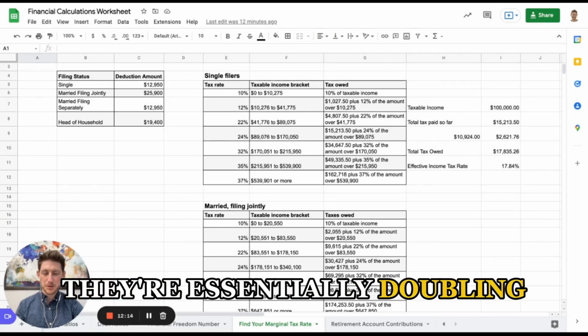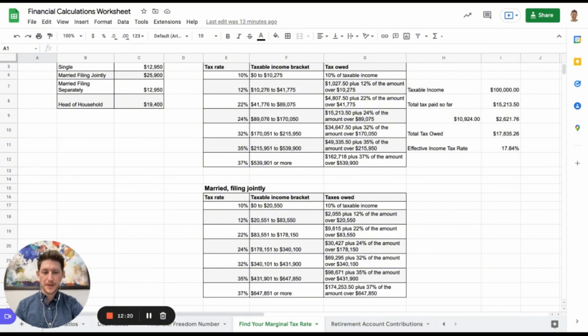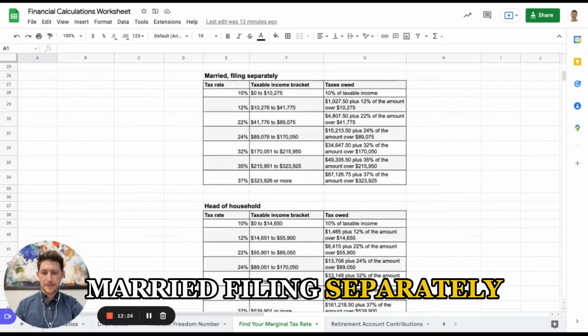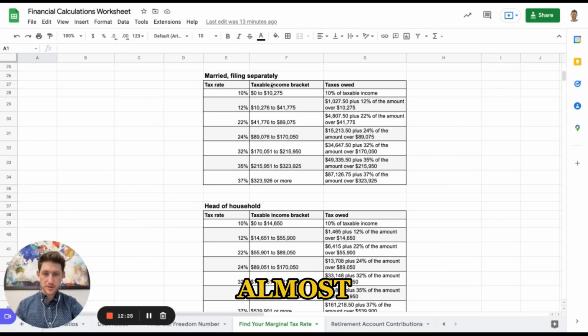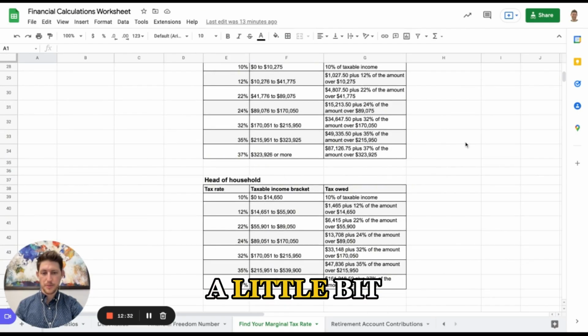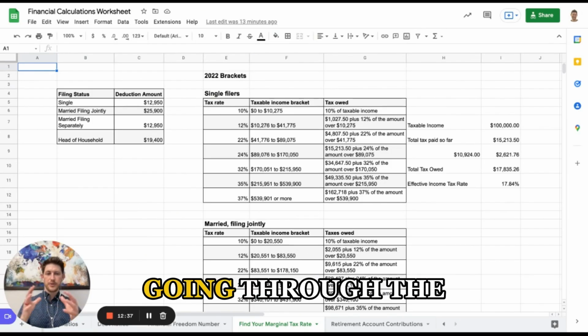They're essentially doubling the amount, which makes sense because if you have two people and double the income, and you're filing together, then it makes sense. And same for married filing separately. That just comes basically right back down to individual rates almost. And then head of household is a little bit preferable. All right, so that wraps up this portion talking about and going through the example.